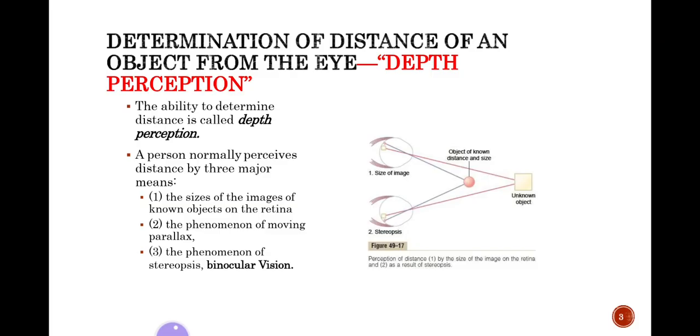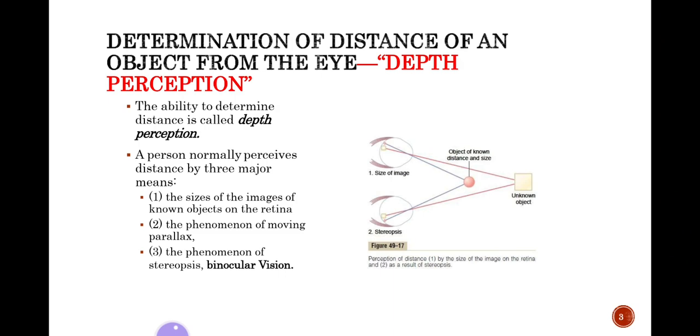First of all, we will study depth perception, by which we can determine the distance of an object from the eye. What is depth perception? It is the ability to determine distance. A person normally perceives distance by three major means.